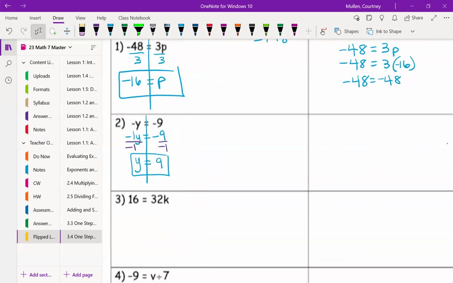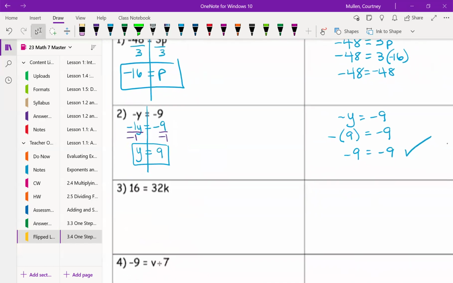Good. And let's do our check. Negative y equals negative 9. We're going to use parentheses to make sure we're doing this correctly. And it checks out. You do number 3 on your own. Solve and check.